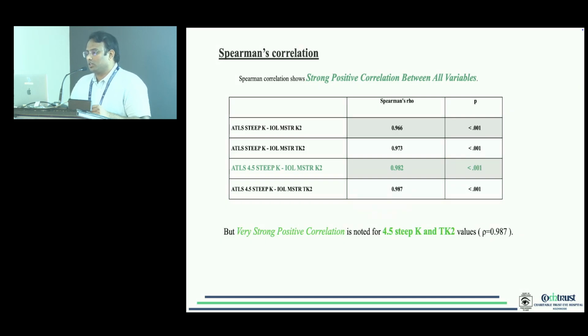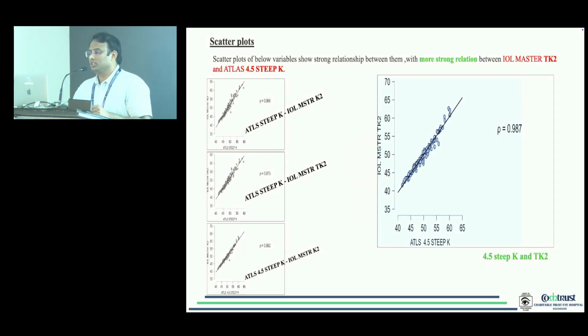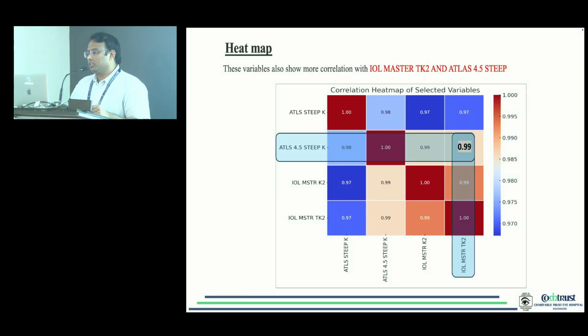Spearman's correlation also shows there was a strong positive correlation between all the variables, but a very strong positive correlation was noted for 4.5 steep K and the TK2 value. Scatter plots also showed the strong relation between them, with a stronger relation between the IOL Master TK2 and Atlas 4.5 steep K values. The heat map also shows a stronger correlation between the IOL Master TK2 and Atlas 4.5 steep K.